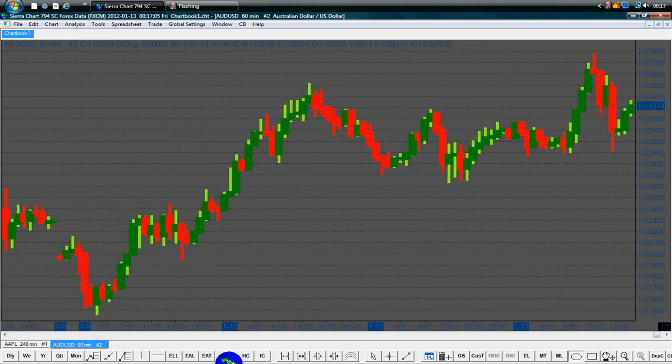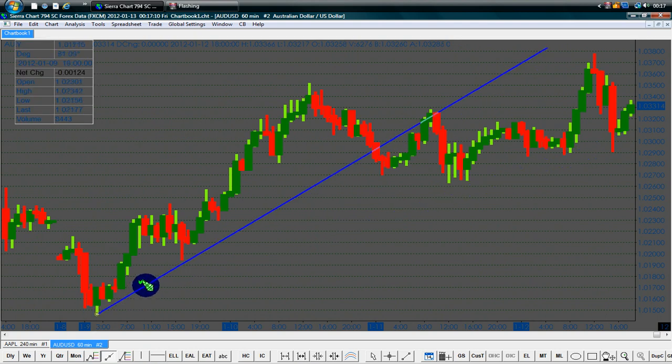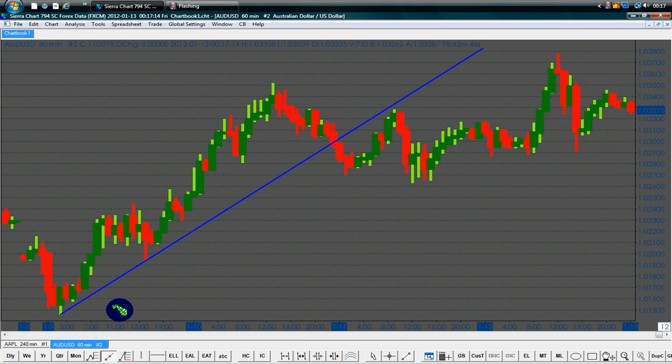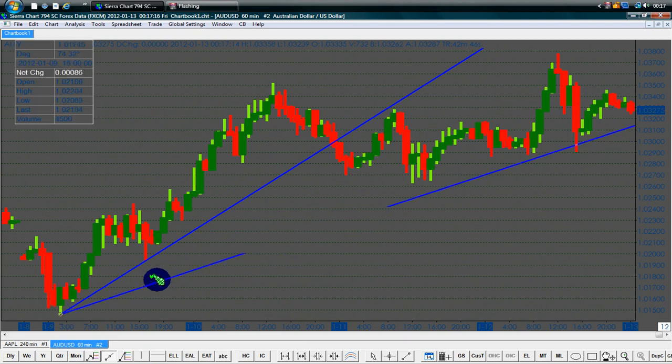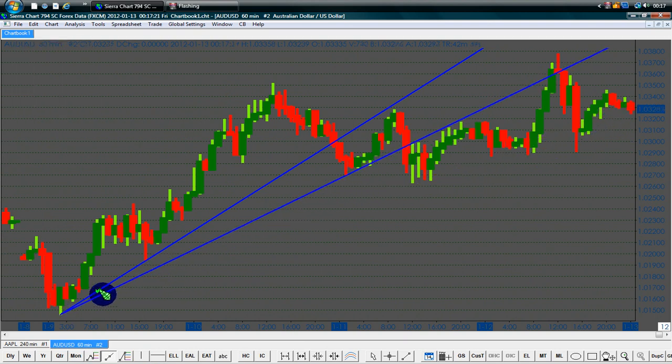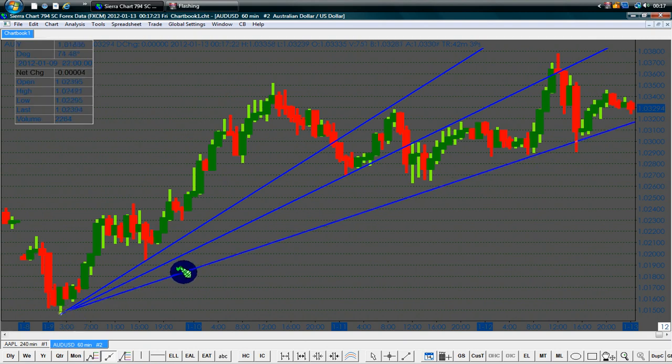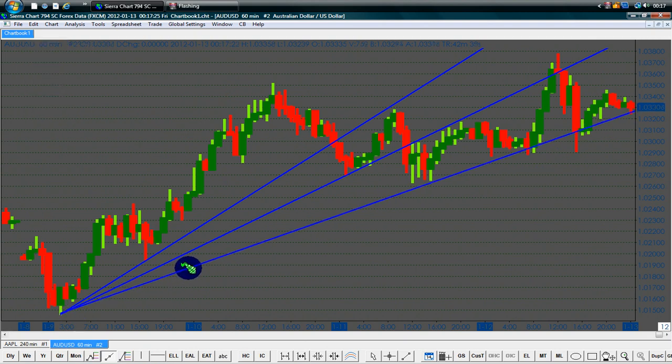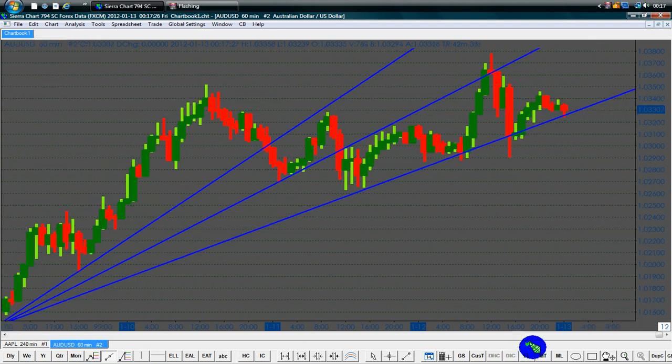I'm going to start drawing some lines on the hourly chart here, for trading without any indicator at all. This is the hourly chart of the Australian dollar. So I'm just drawing lines here. This is just a trend line. I'm drawing it from one point to another point. This is a very important point. So I'm just drawing lines here, just like this.